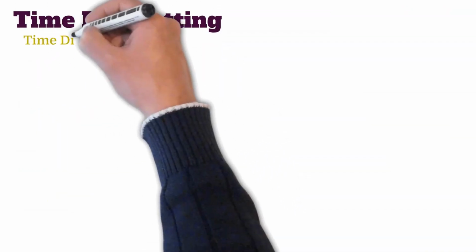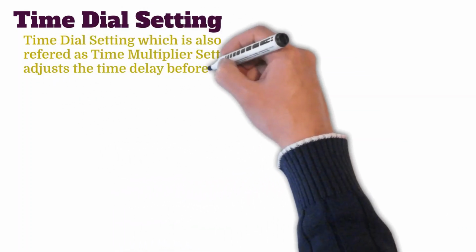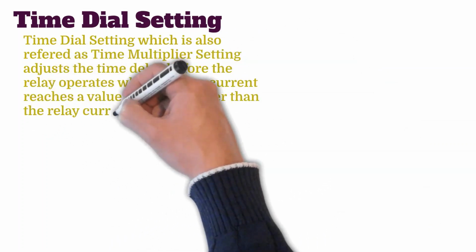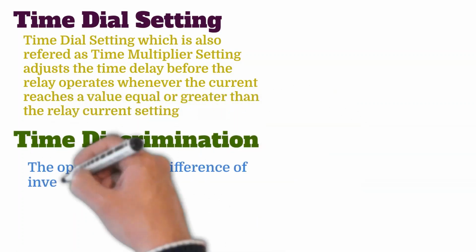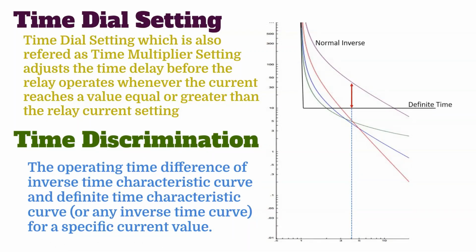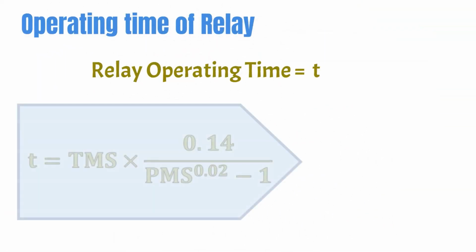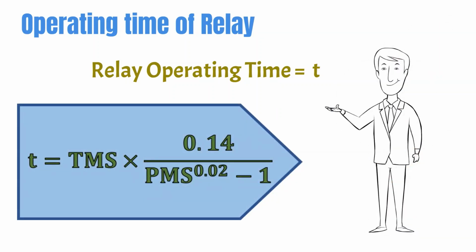Time dial setting is also referred as time multiplier setting or TMS. It adjusts the time delay before the relay operates whenever the current reaches a value equal or greater than the current setting. Another term is time discrimination. It is the operating time difference of inverse time characteristic curve and definite time characteristic curve for a specific current value. You can see it in this diagram. Using these PMS and TMS values, we can calculate the operating time of relay using this equation.